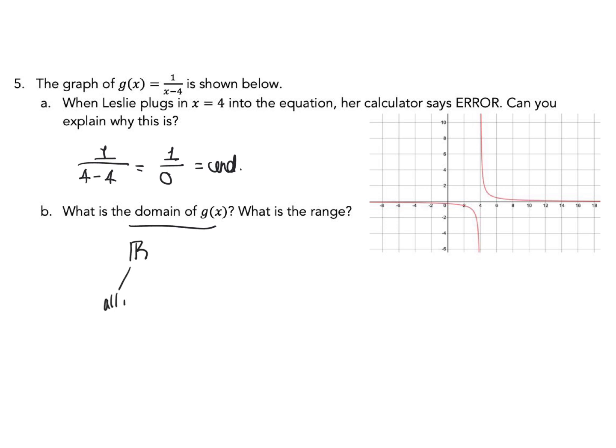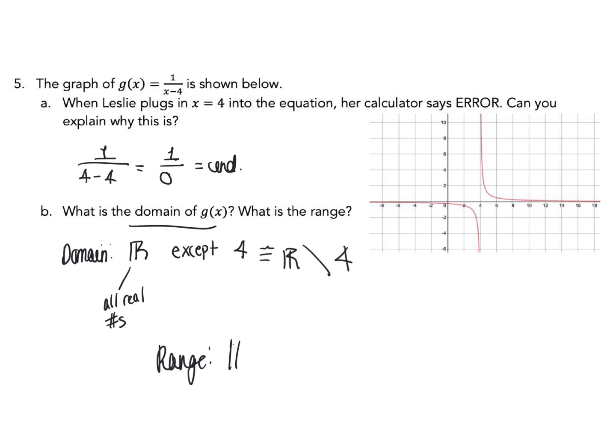This means all real numbers except for 4. You could also say all real numbers and then do like a slash 4 to mean you're not including 4. And then the range, so this is domain, the range would be all real numbers except 0. Because it doesn't go past 0. It never goes past the x-axis, so it never actually is 0.